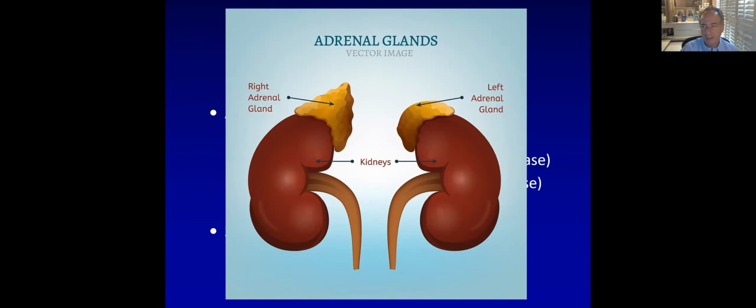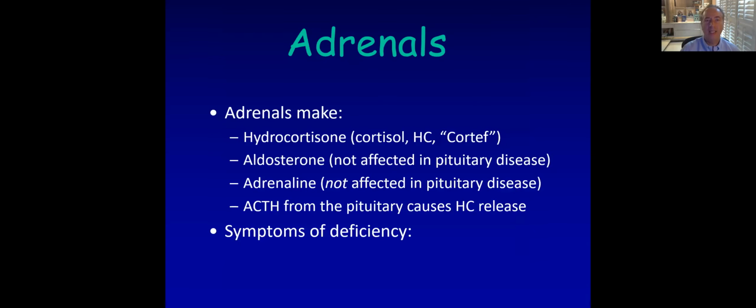I'm not going to ask you this interactively, I'm just going to tell you. So adrenals make hydrocortisone, the same stuff you're giving to your kids, it makes naturally. When you measure it in the blood, it's called cortisol instead of hydrocortisone, but they're exactly the same thing. Sometimes we write HC, and Cortef is one of the brands of hydrocortisone. So just to give you some names.